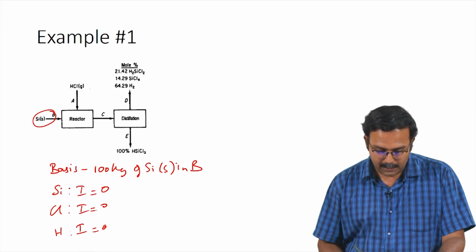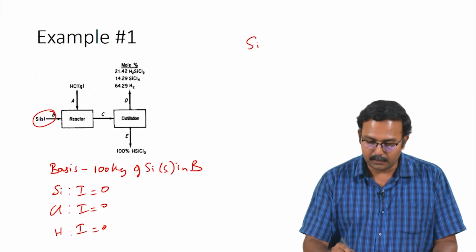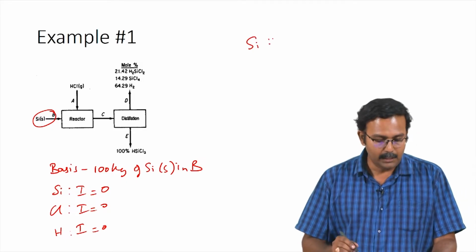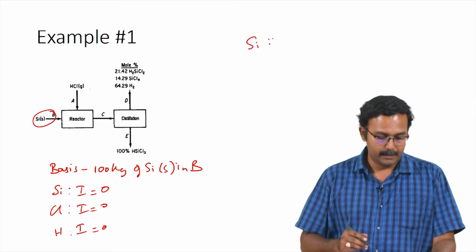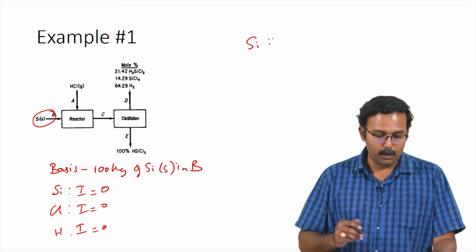Now let us start writing the balance equation for silicon. So silicon is entering as silicon solid through the feed B. So here what is the system we want to choose?